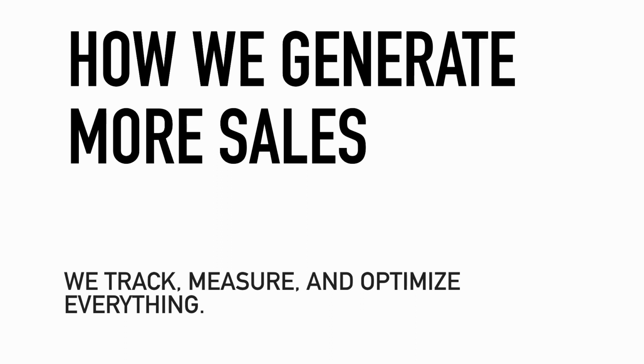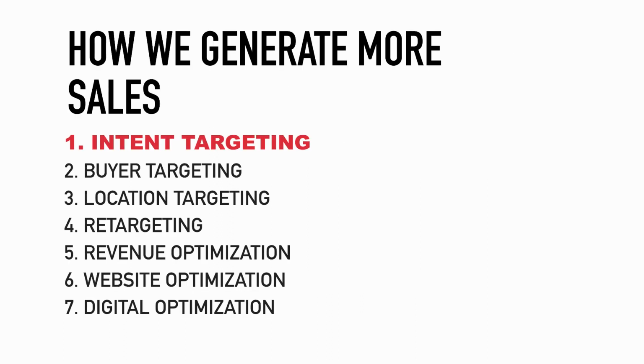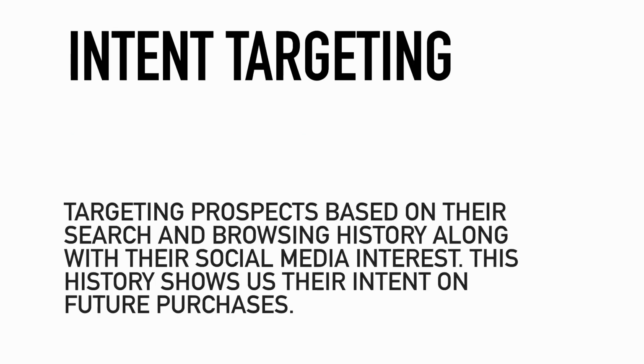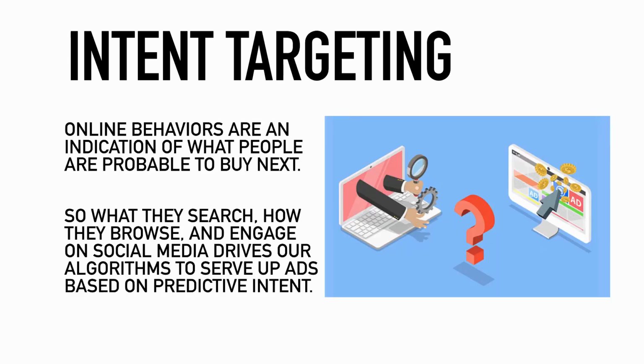So, how do we generate more sales for our clients? Well, the first area is intent targeting. And what is intent targeting? Well, it's pretty advanced in that it's targeting prospects based on their search and browsing history along with their social media interests, because these are all things that the search engines and the ad networks, the Googles of the world, Facebook and Instagram and YouTube, they're collecting data based on how prospects are looking at things. And their online behaviors are an indication of what people are probable to buy next.